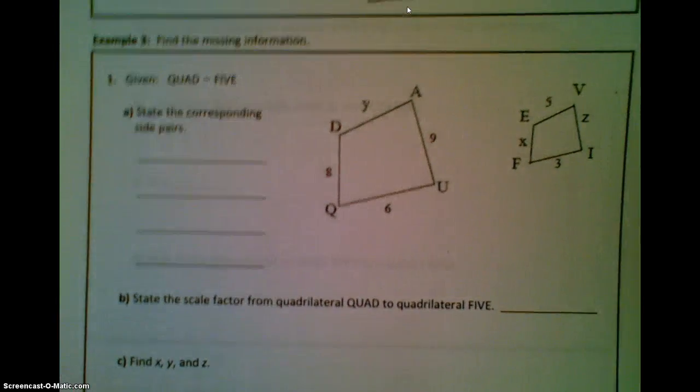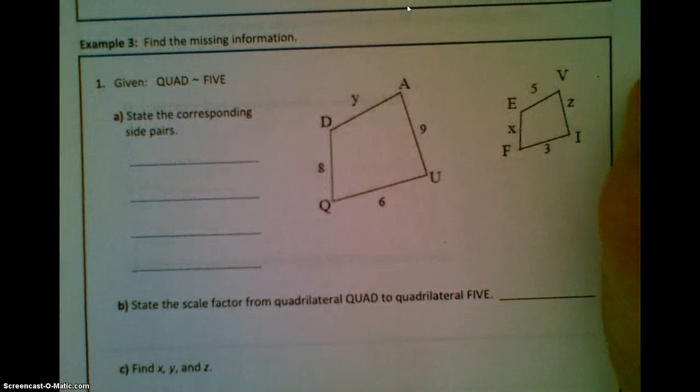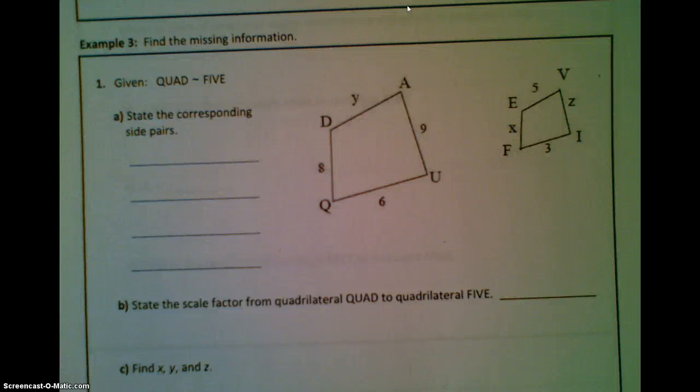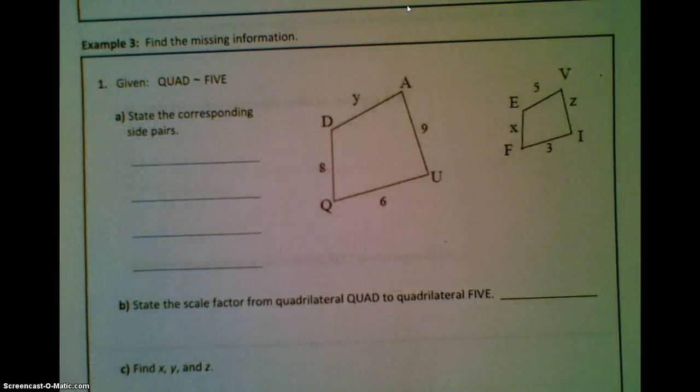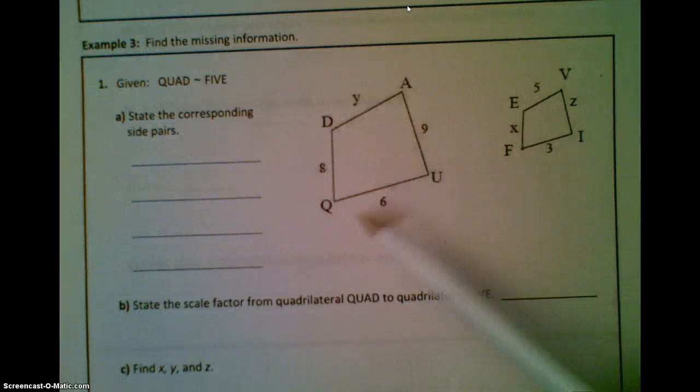So we're given that QUAD is similar to FIVE, and in part A we want to state the corresponding side pairs. Again, if you want to pause the video and see if you can fill these in, these are going to be your congruent ratios. I'm going to be using either the numbers or the variables for each side.